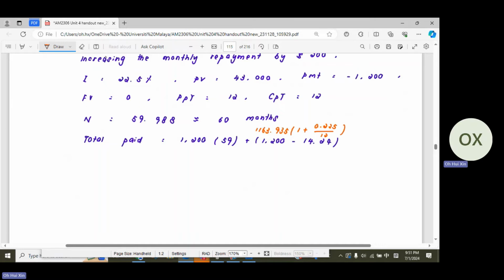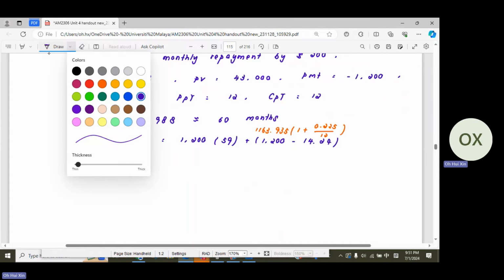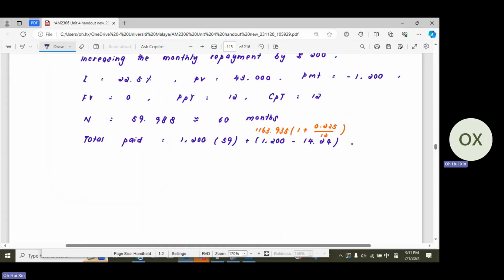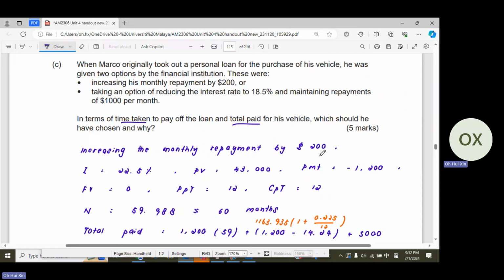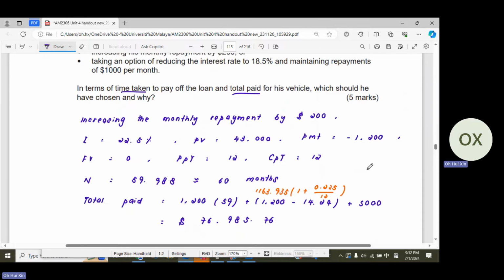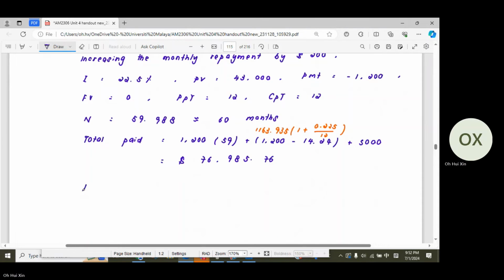That's the value that you get, and don't forget that Marco has already paid the 5,000 deposit, so that's why plus 5,000. So the total that Marco paid for the vehicle will be 76,985.76. That's the first option.